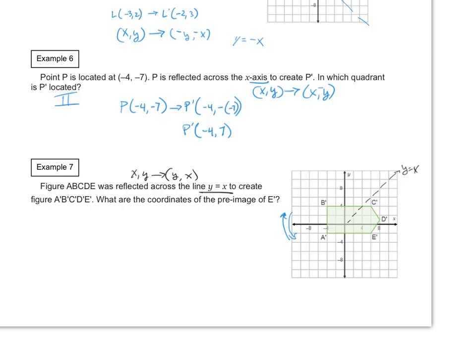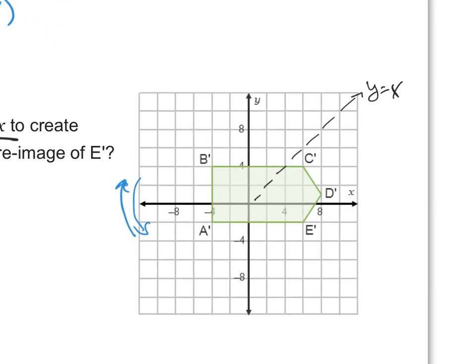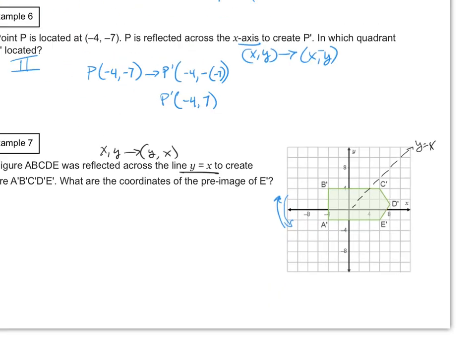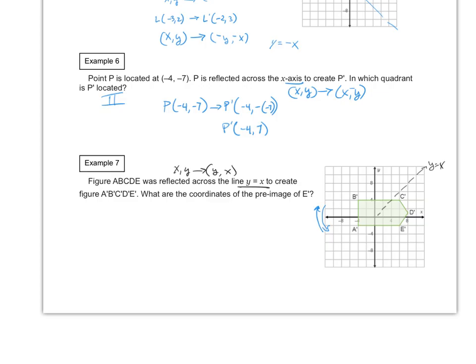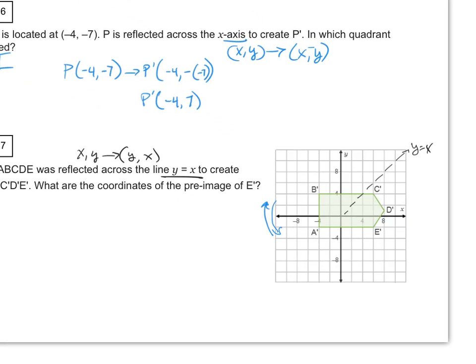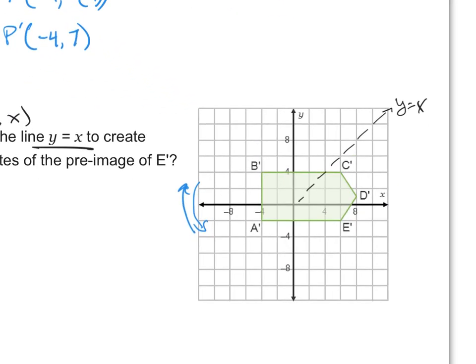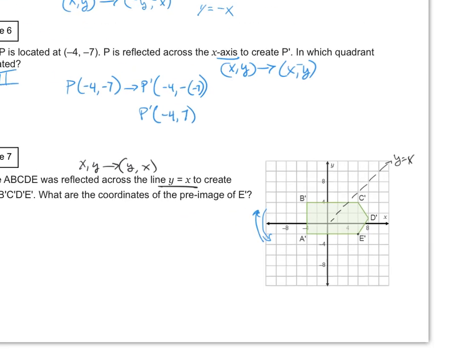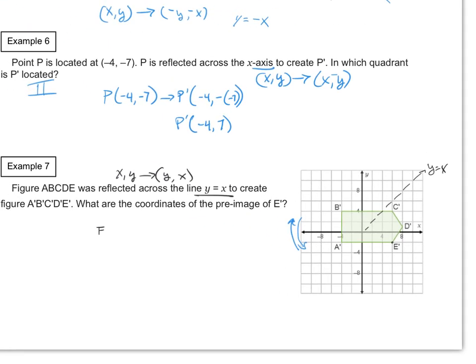What are the coordinates of E prime? Here's the thing. We have 5 points on our image. They only care about E, because they want to know what are the coordinates of the pre-image of E prime. They only care about finding E. So look here, E prime is what? It is 6, negative 2. 6, negative 2. And that would be the same thing as yx.